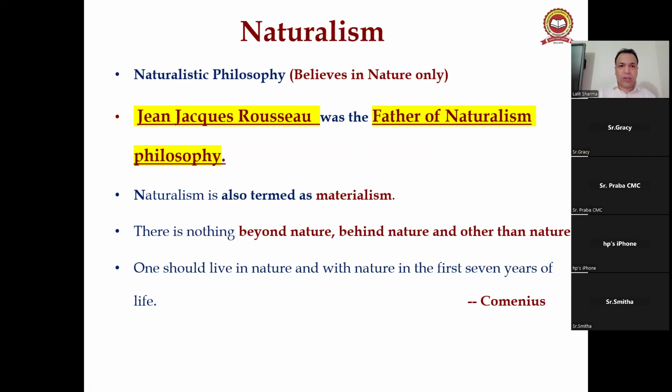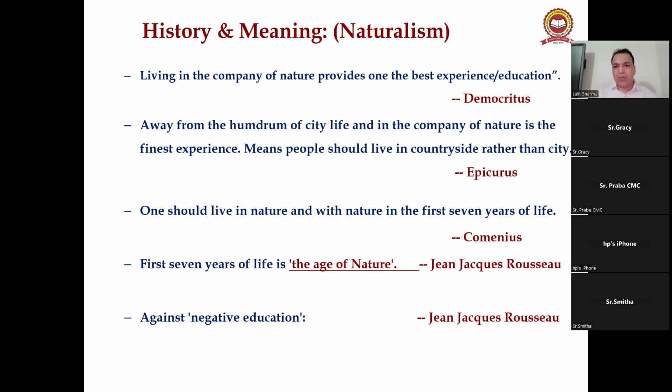Comenius was a naturalist. He said that one should live in nature and with nature in the first 7 years of life. This is the important quotation. I will explain it in the next slide. Some of the names of the naturalists: Democritus, Epicurus, Comenius, Jean-Jacques Rousseau.